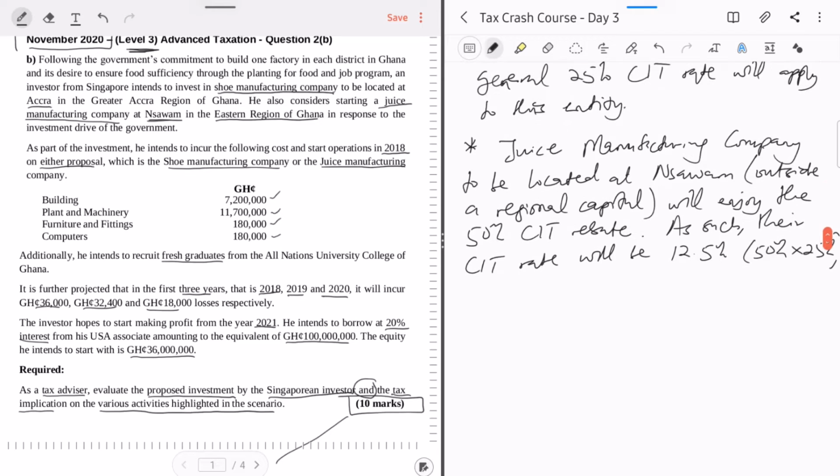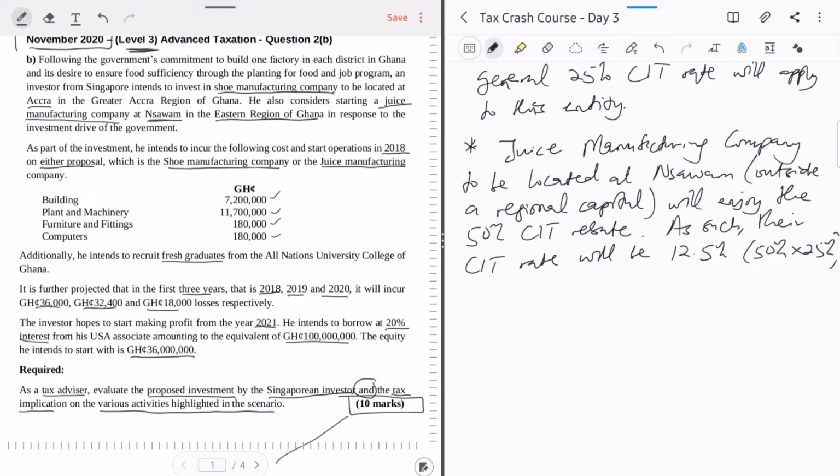So we are done with the locational incentives for manufacturing company. We've established that the Accra shoe manufacturing company will get 25%, and then the juice manufacturing company will benefit from 12.5% because they are outside a regional capital. So that will be it for the first paragraph.